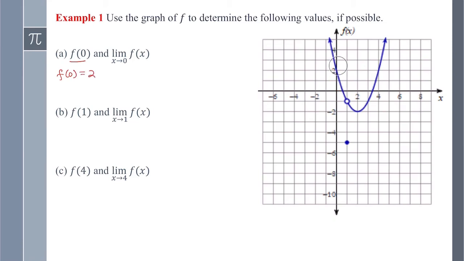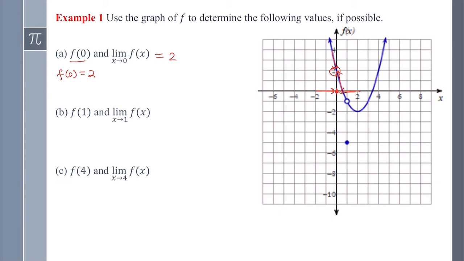Now the next question is, what is the limit of f of x as x approaches 0? So x equals 0 is right here. When we approach 0 from both directions, where is the function going? When we approach 0 from the right, the function is approaching this value right here. And when we approach 0 from the left, the function is approaching this value right here, which is 2. That means the limit of f of x as x approaches 0 equals 2.